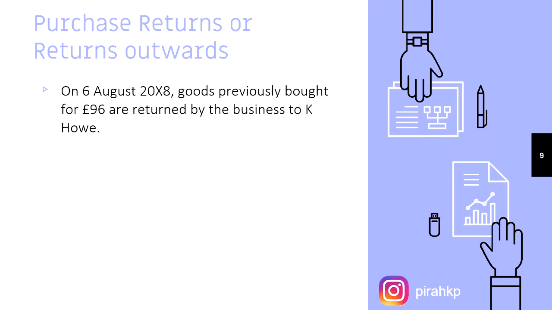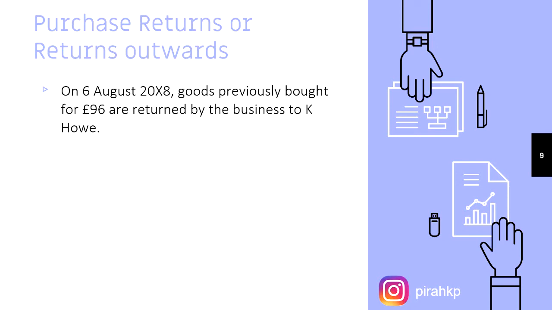Next is purchase returns or return outwards. On 6th August 2018, goods previously bought for 96 are returned by the business to K. Howe. Alright, so we bought these things and now we are returning them. They could be damaged or there is some problem, we don't know. The only thing we know is that we returned some purchases. Alright, so what did we do? We recorded it. How? K. Howe payable or just K. Howe is our destination. We got that. Alright, we don't have to pay that anymore. So that will be our debit.